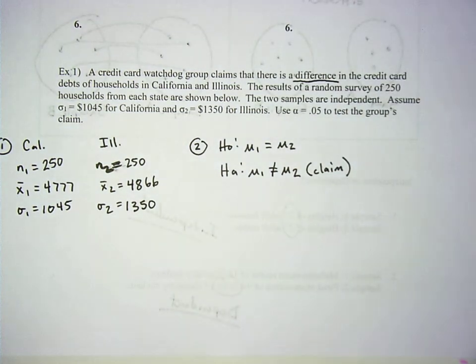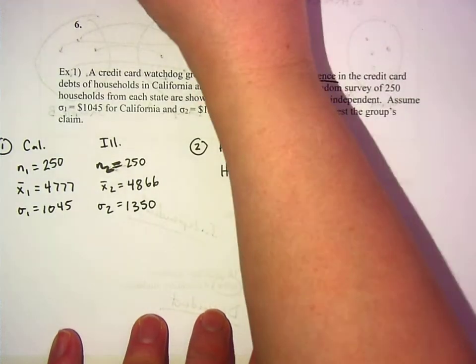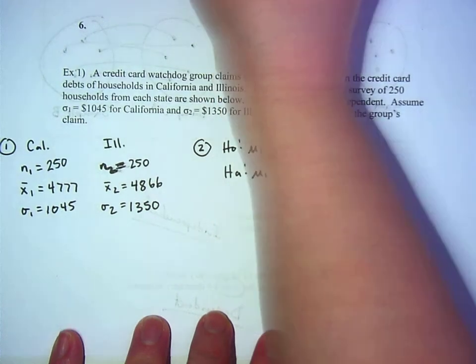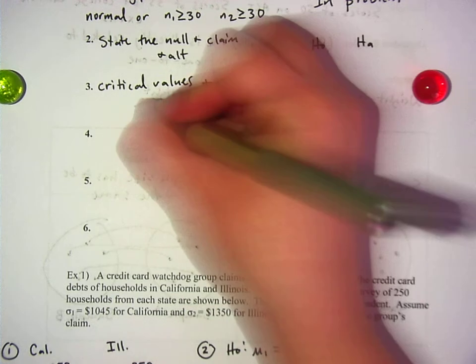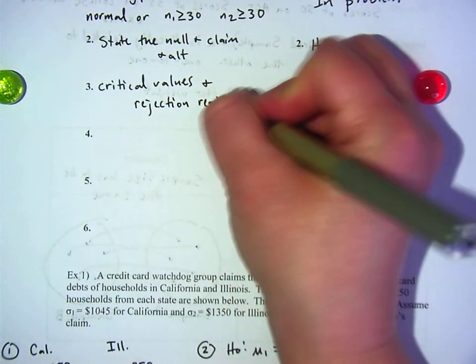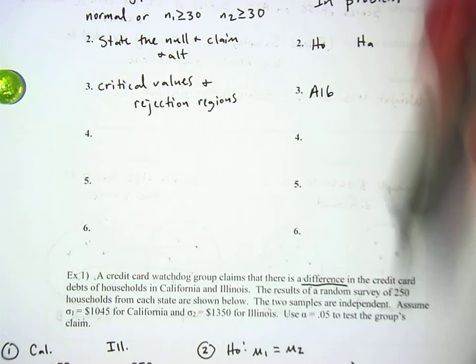With step 3, we need to figure out the critical values and the rejection regions. For this, you're going to use A16, and you should also draw a picture.